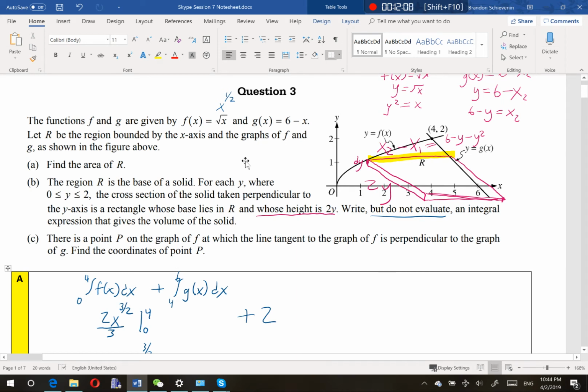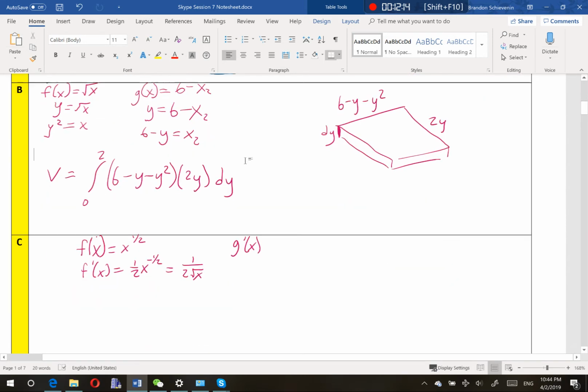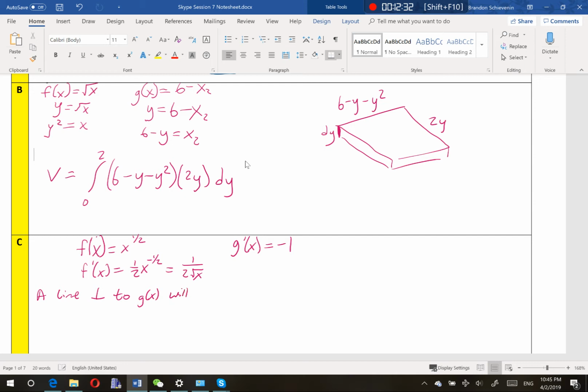Negative 1. Okay, I'm looking for the graph that is perpendicular to g. So if g prime is negative 1, what does the slope of our tangent line need to be? Positive 1, perfect. So a line perpendicular to G will have a slope of the opposite reciprocal, which is 1.